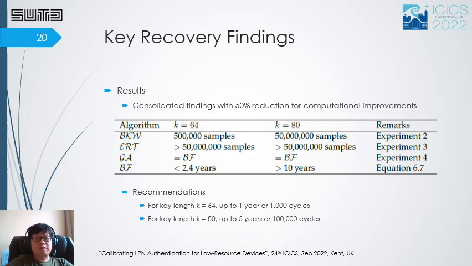So we summarize the findings in the table shown. And even with a 50% buffer for computational and algorithmic improvements, we think that k equals 64 is usable for up to a year or 1,000 cycles, while k equals 80 is usable for 5 years or 100,000 cycles.